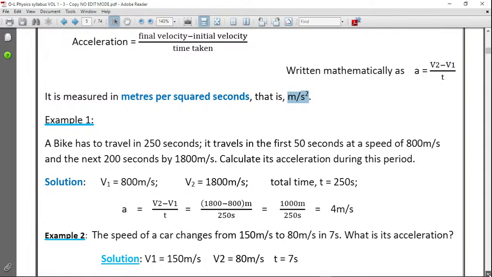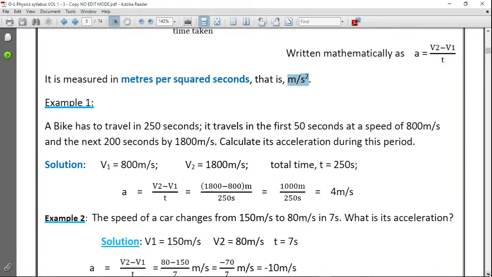In the first part of the motion, the object is covering 800 meters per second for 50 seconds, and in the next 200 seconds, the velocity is 1800 meters per second. So what is the acceleration of this object?